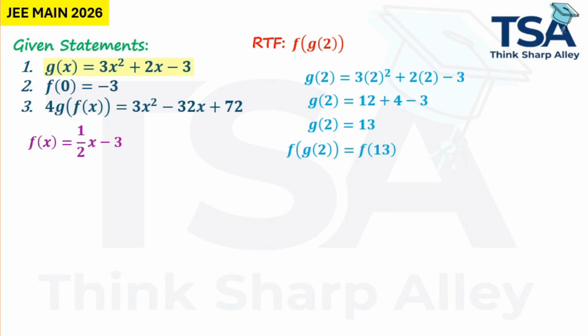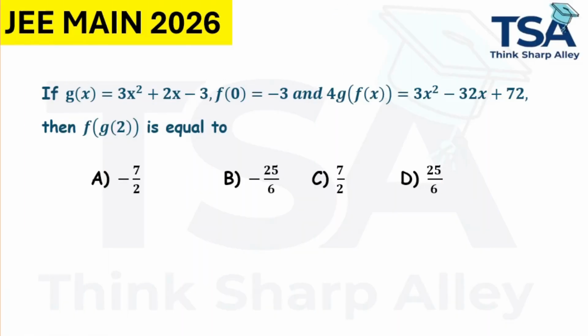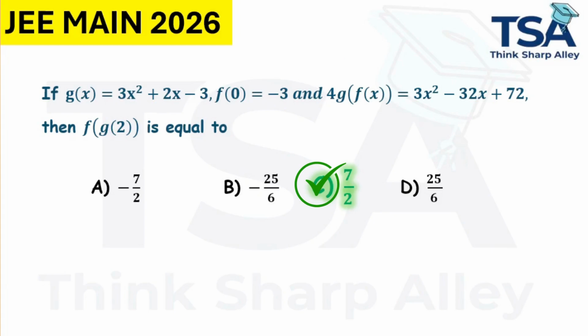So let's substitute 13 in the function f(x). And we get half into 13 minus 3, which simplifies to 7 by 2. Thus, the correct choice for this question is option C, 7 by 2.